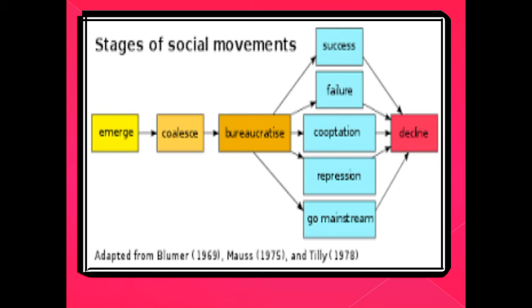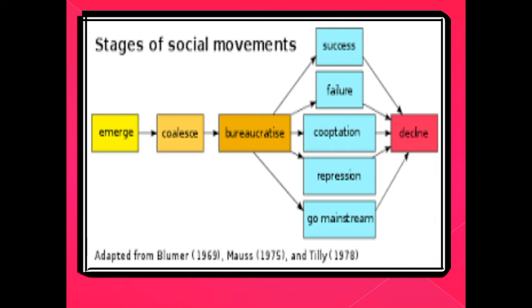Third, that is bureaucratize, that means going through a difficult or complicated process, or the tendency for a social movement to adopt characteristics of bureaucratic organization to achieve its goal. Now, this result can be success or failure, right?